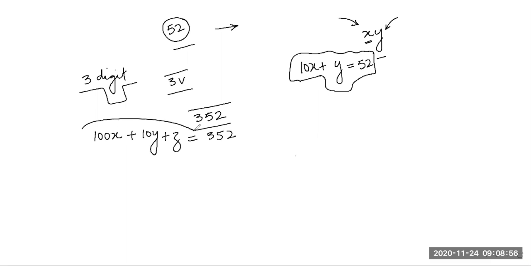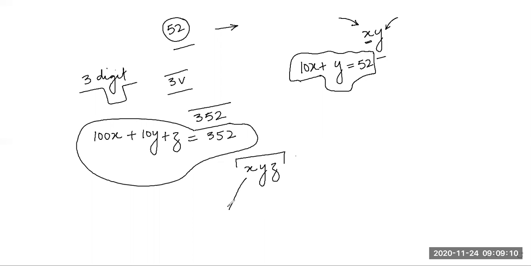Beautiful understanding of this girl. So we have assumed the number as xyz. This is a three-digit number. So what is the value of x? X is in the 100 place. Its value is 100x, not 100. 352 can be written as 300 plus 50 plus 2. This is the question where most of the students make mistakes.